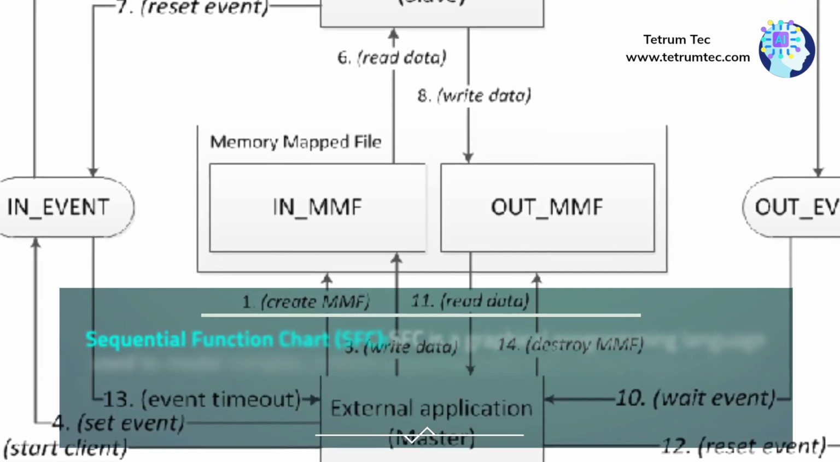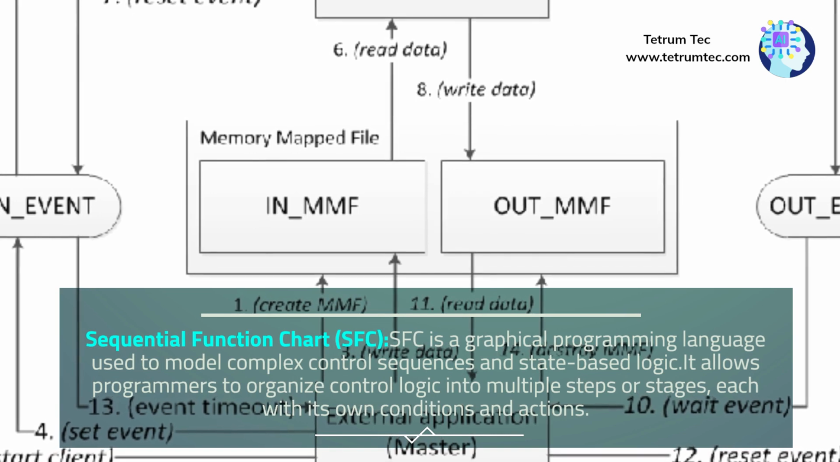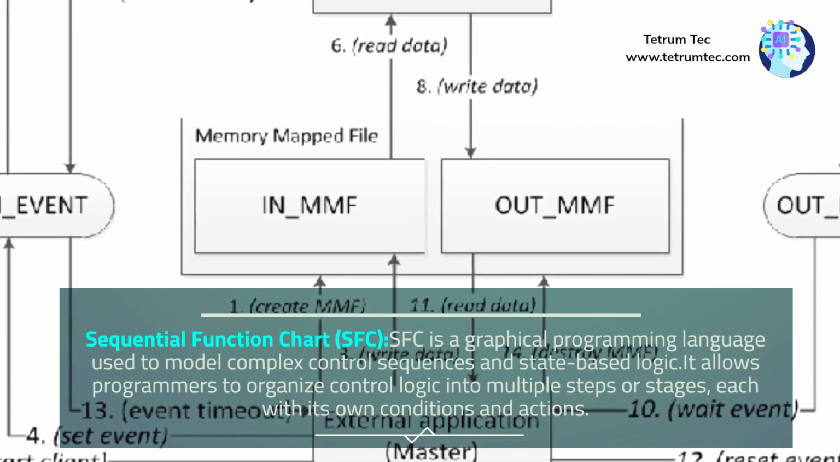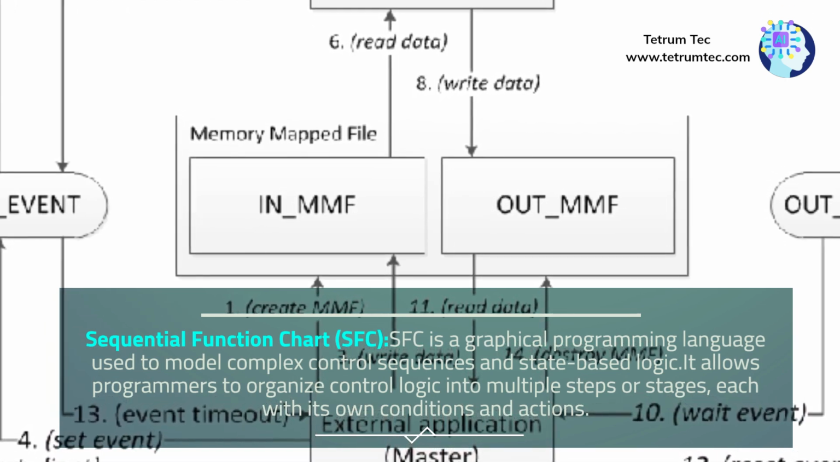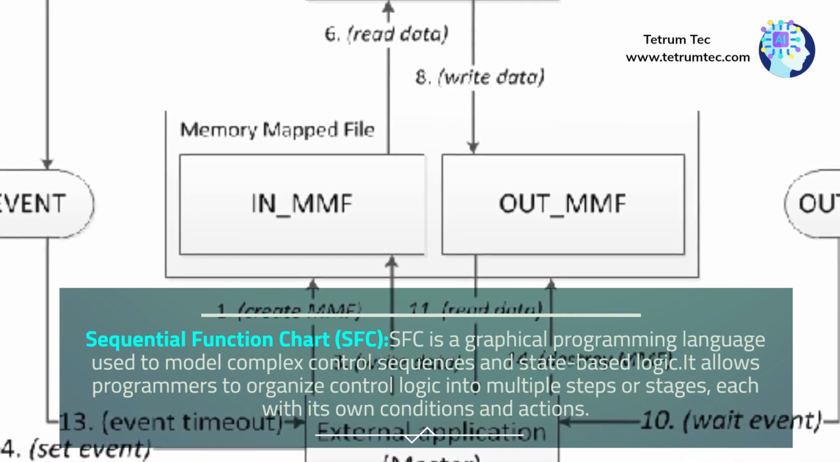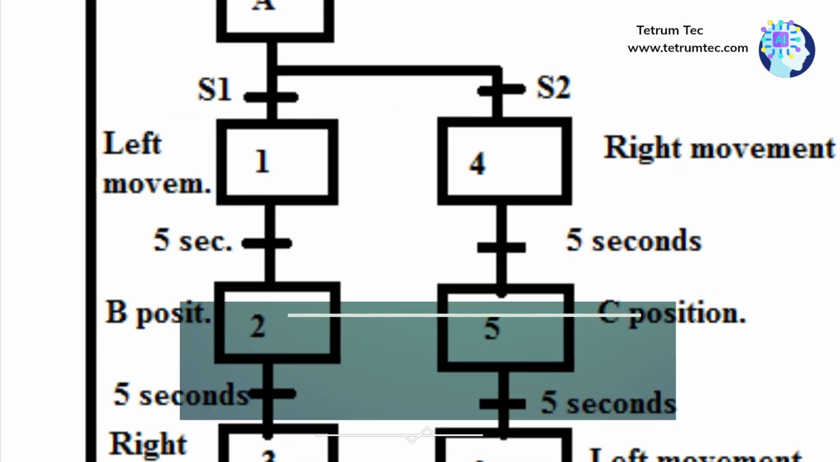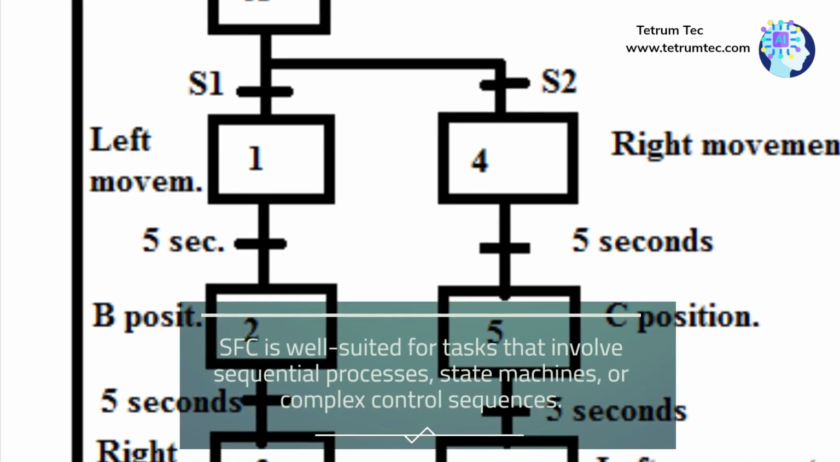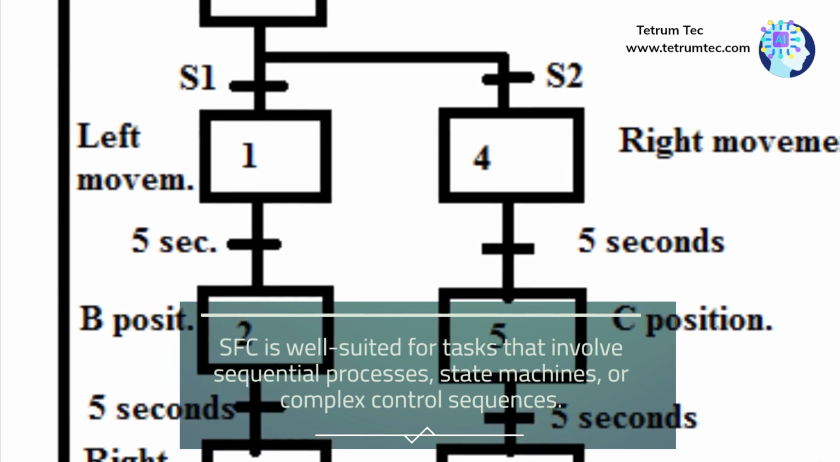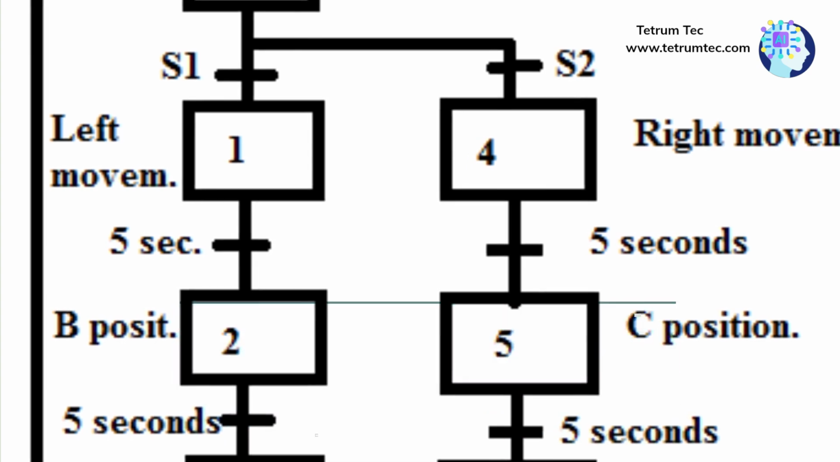Sequential function chart. SFC is a graphical programming language used to model complex control sequences and state-based logic. It allows programmers to organize control logic into multiple steps or stages, each with its own conditions and actions. Sequential function chart is well suited for tasks that involve sequential processes, state machines, or complex control sequences.